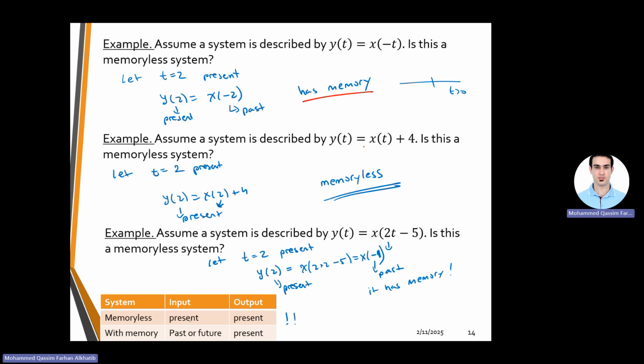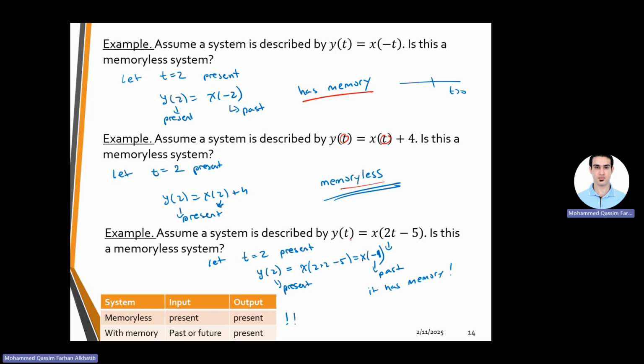Assume a system described by y of t equals x of t plus 4. Again, the most important part here is the value of t. So whatever value of t here is going to be the same there. So I'm not relying on any past values for t. So in this case, the system is memoryless.